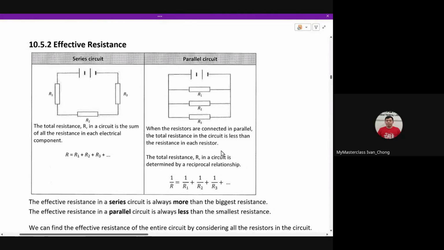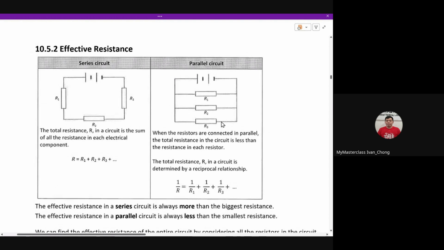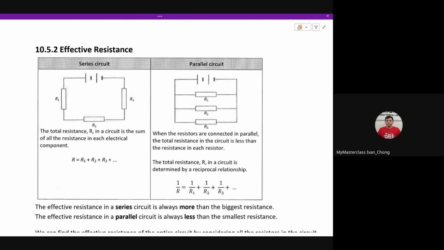Next, we're going to talk about series and parallel circuits. For a series circuit, you just need to remember: take your finger, and we always start at the positive end. If you can do one single path without lifting up your finger, this is what we call a series circuit. So basically, you just have one loop, or one pathway.